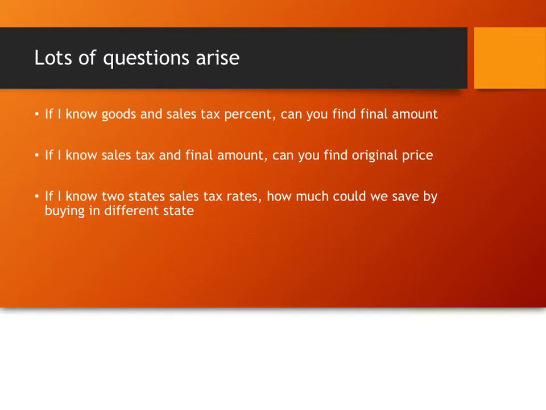So what we can do is we can ask a few different questions. First off, the questions that we've previously asked. If you know the goods, how much taxable goods you've bought, and you know the sales tax percentage, you can find the final amount. But with this 1-step process, you can always ask yourself the sort of reverse question. If you knew the final amount, could you have found the original price?